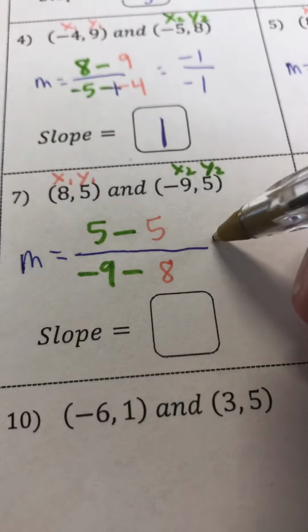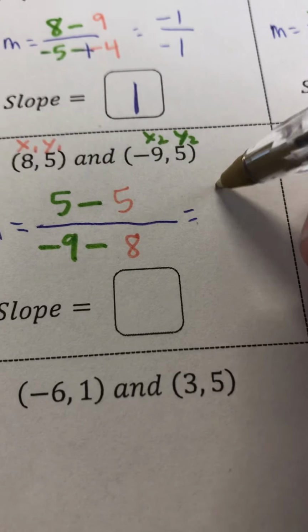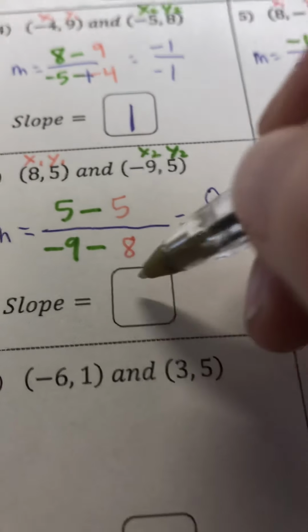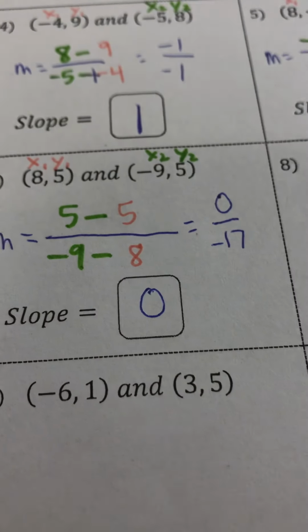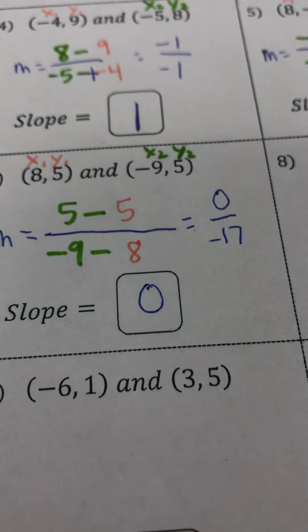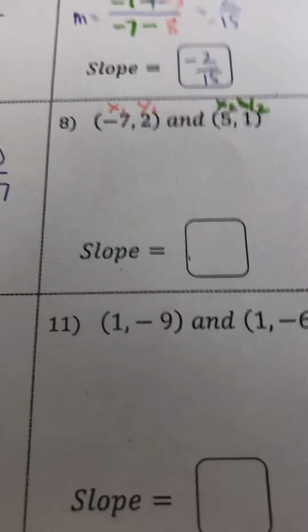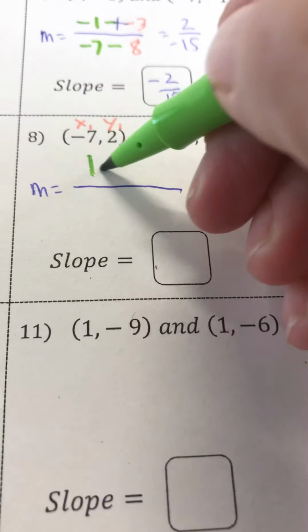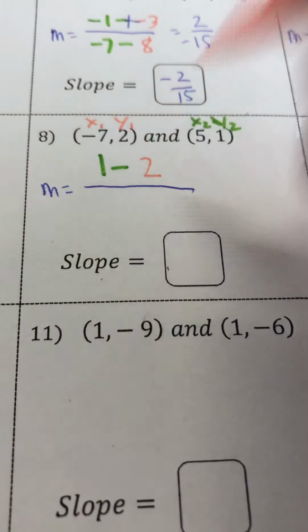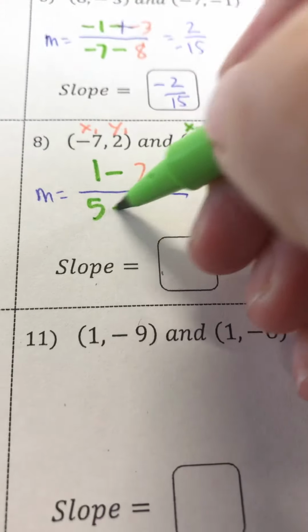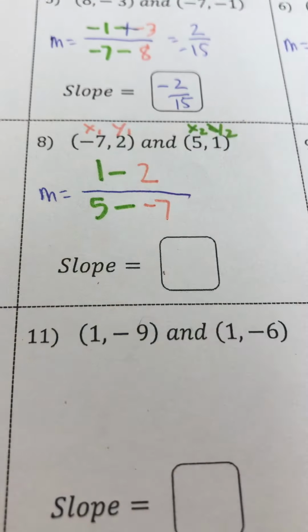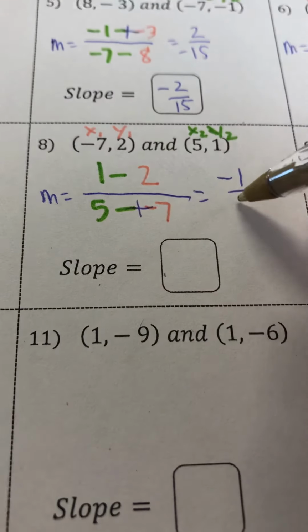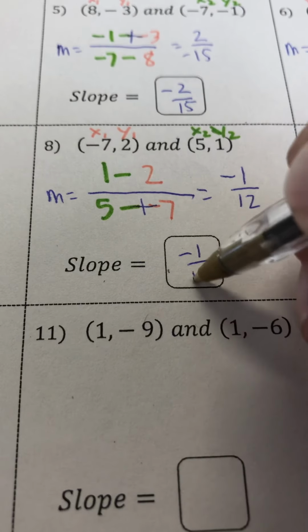Now, you probably had a little moment where you're like, that's 0, that's awkward, and you're right. But 0 divided by anything is just 0. So it happens, it's okay. Looking at number 8, we would have 1 minus 2 and 5 minus negative 7. So I've got negative 1, and a double negative makes that positive 12, and so we have negative 1/12.